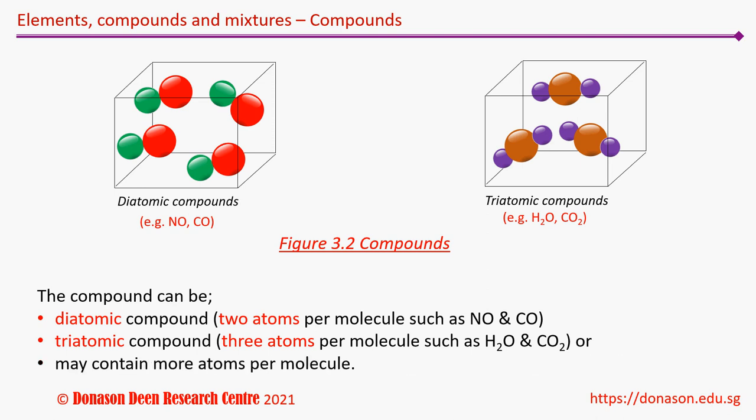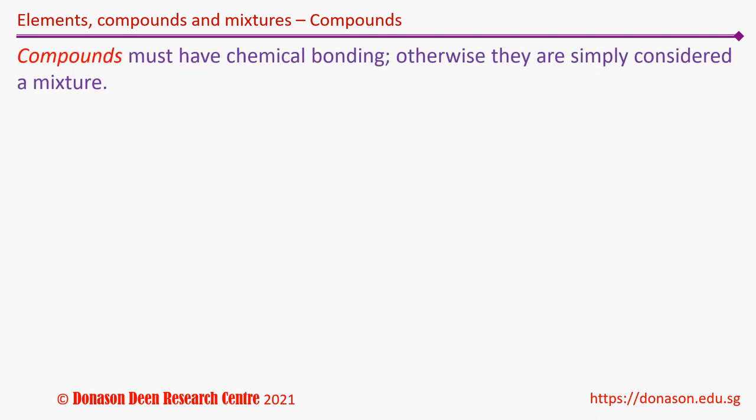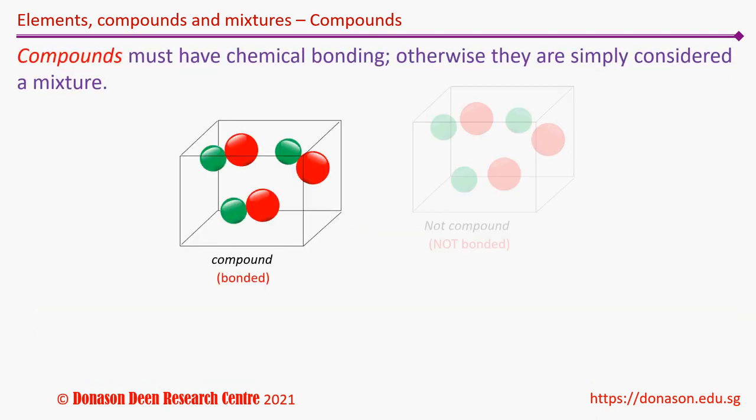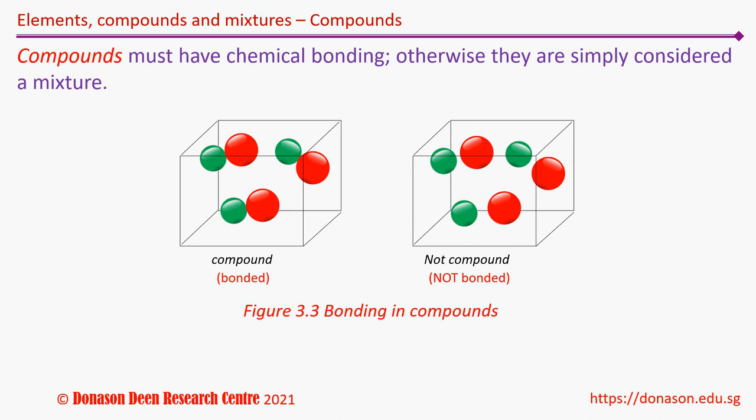There may be bigger molecules that may contain larger number of atoms per molecule as well. As long as they contain different types of atoms that are bonded together in a fixed ratio, they are called compounds. When we refer to a substance as a compound, remember that it must have chemical bonding. Otherwise, they are simply considered as a mixture. Though these 2 diagrams look similar, take note that in the compound, the atoms are sticking together and are known as being bonded. In a mixture, the atoms are not bonded and are simply mixed together.